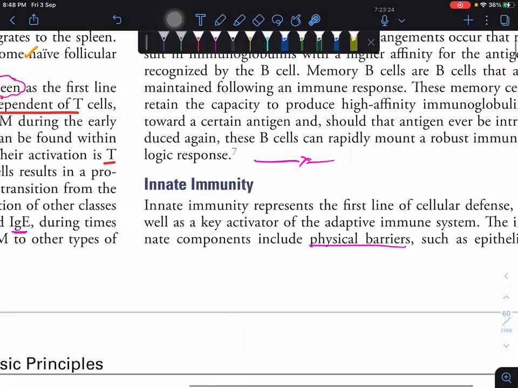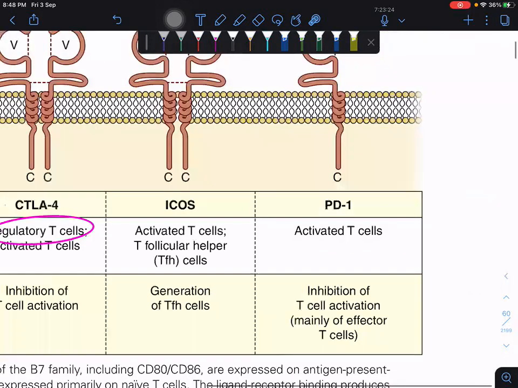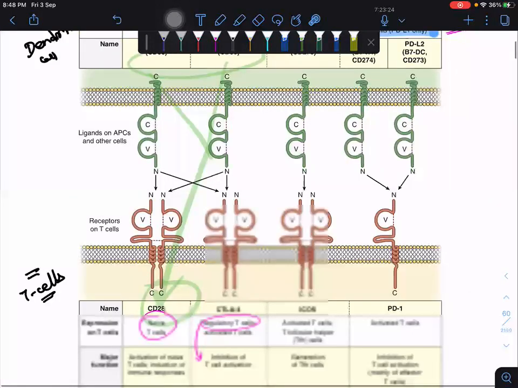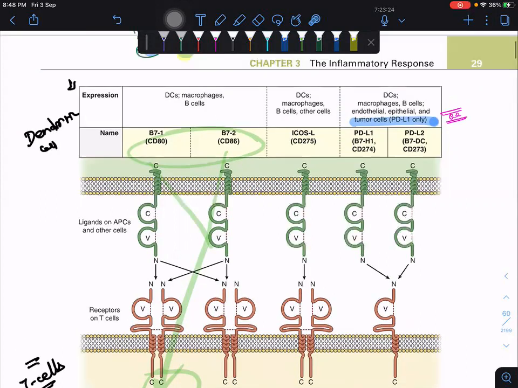This is about the adaptive immunity. Then we'll go to the innate immunity. Before we go into innate immunity, this diagram has some MCQs. This side is the dendritic cell, and this side is the T cell. There are co-stimulatory molecules which interact with the T cell, leading to activation of the T cell.